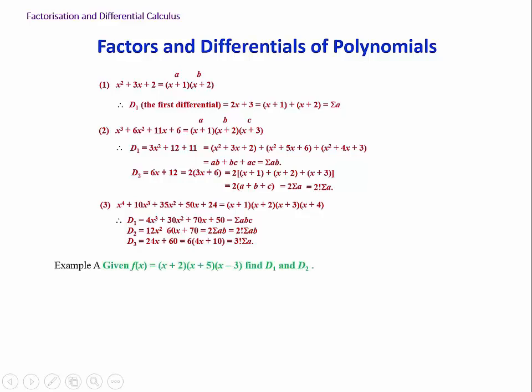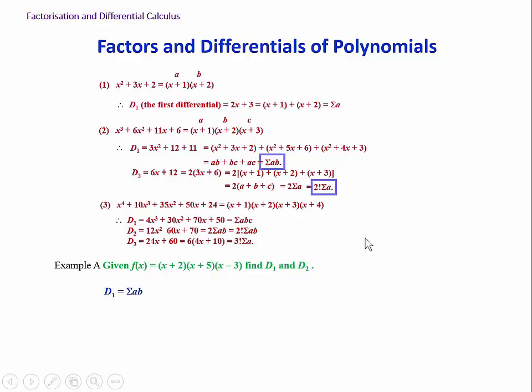So here's the first one. Suppose we're given f(x), which is (x plus 2) times (x plus 5) times (x minus 3), to find d1 and d2. So we're not given the cubic, this is actually a cubic here, we're not given the cubic as a cubic, we're given it as the product of three factors. And so our results up here are going to be useful to us because we don't have to multiply the brackets out to get the cubic, we can get the results from the factors themselves. So let's see, it's a cubic, and so that's example 2 here. And we're interested in d1 and d2, and so this is the result for d1, and this is the result for d2.